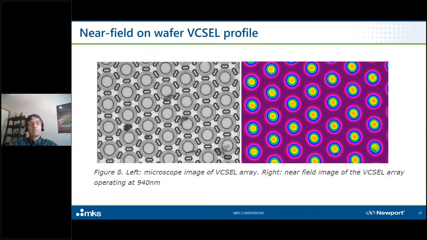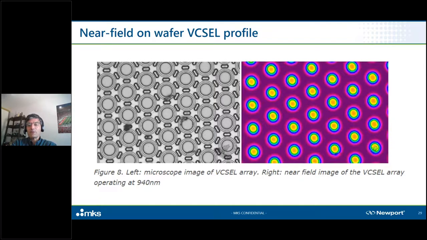This is an example of a near field profile on a VCSEL wafer. You can see the individual VCSELs on the left, and when we turn on the VCSELs, you can actually get a profile of all the VCSELs on the screen. You can see one in the bottom right hand corner.